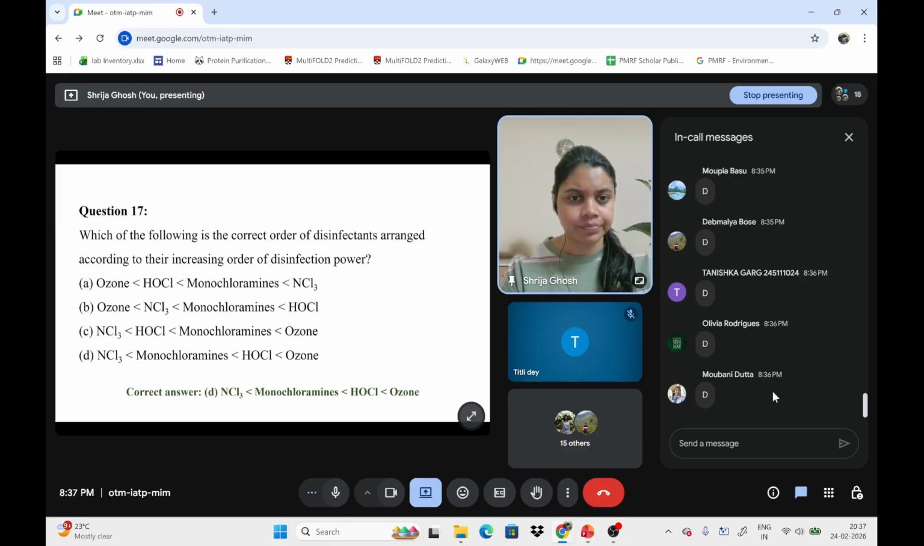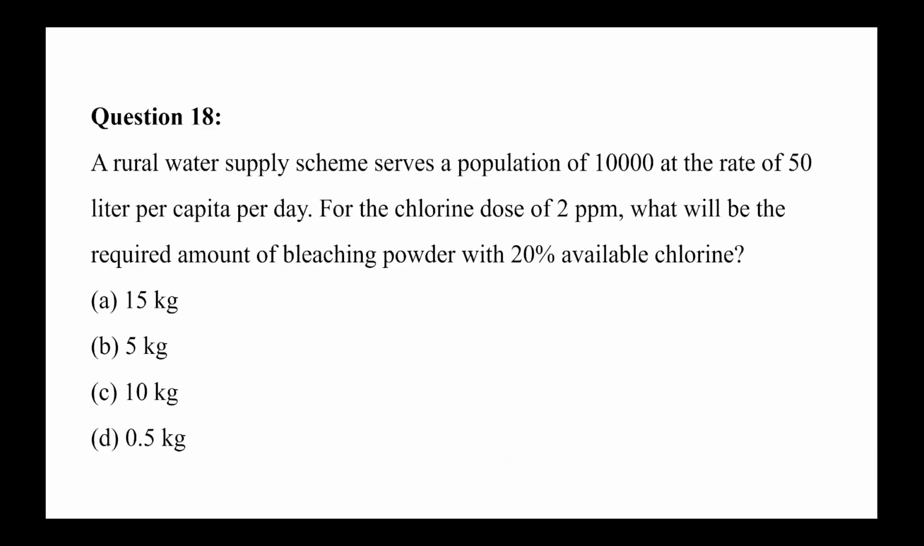Okay. I hope this is clear. So trichloroamine would have the least disinfection power, and ozone will have the highest disinfecting power. Okay. Any question regarding this? Moving on to the next question.